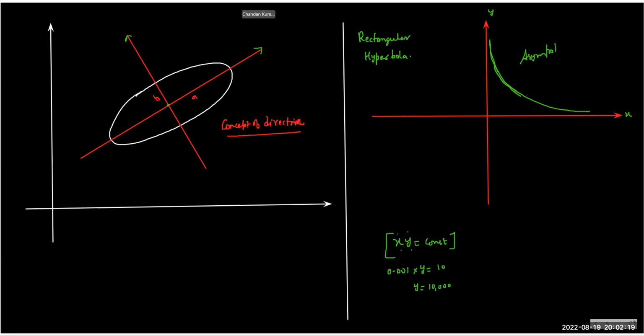Asymptotic. So graphs which are almost touching the axis but not touching the axis, almost close. The graph will eventually become parallel to the line. Okay. Almost parallel, and they will never meet those lines. And it will have the other part also.